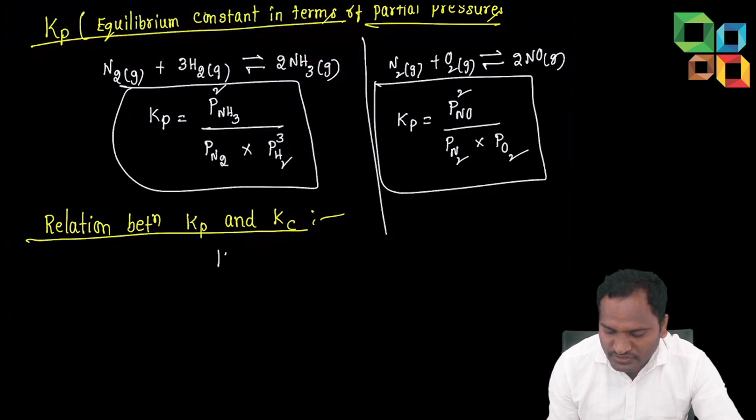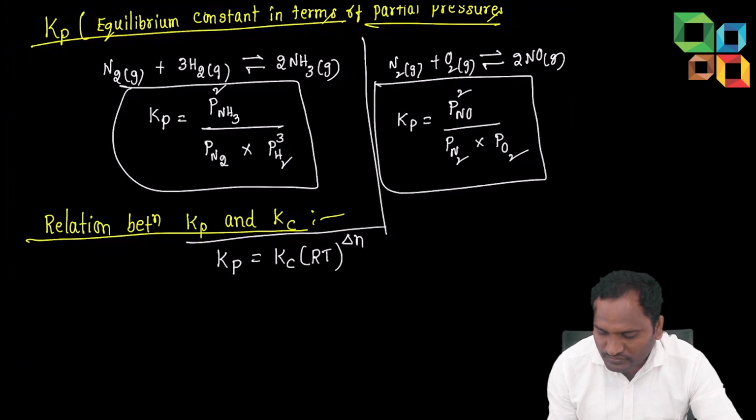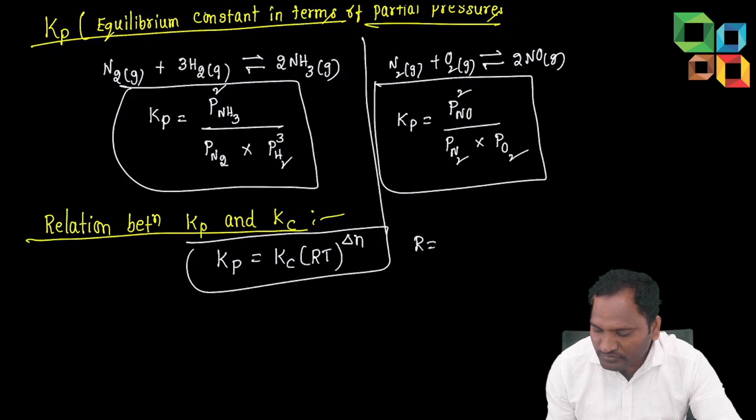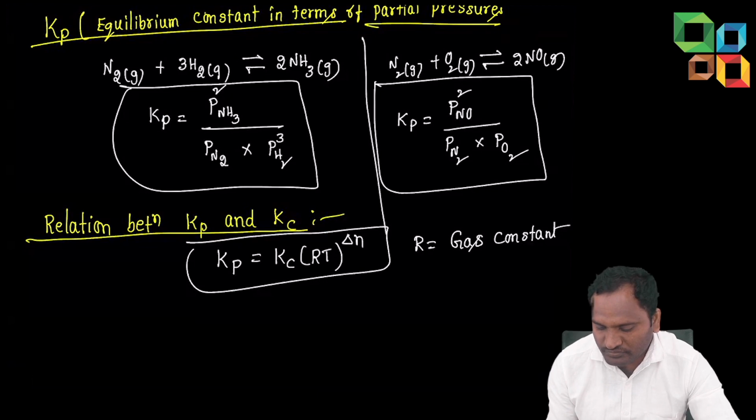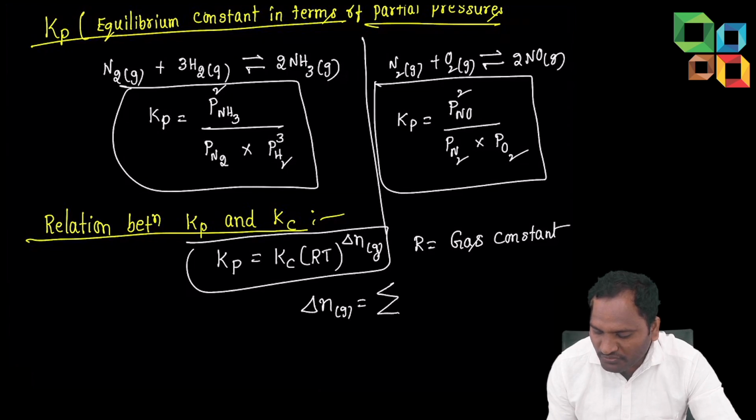Here, the Kp Kc relation: Kp is equal to Kc into RT power delta n. Here, R is gas constant, its value is fixed. Here, delta n of gas we have to take. What is delta n? This is very important, students. Delta n is nothing but the sum of the number of moles of gaseous products minus the sum of the number of moles of gaseous reactants.